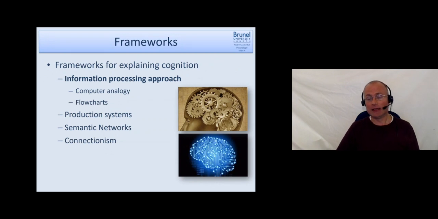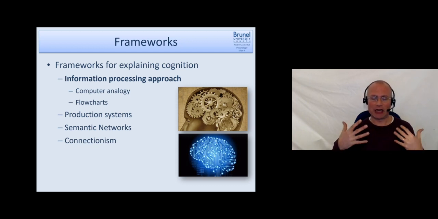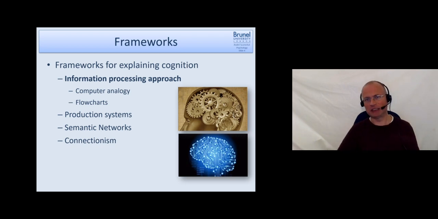Okay, so in the time of cognitive psychology, a lot of frameworks have been used to explain how cognition, how the mind works. These are, for instance, the information processing approach, production systems, semantic networks, connectionism. And there are more, but these are probably four of the key ones. I think they are very well suited to show you how different angles this has been approached. Let's start with the information processing approach.